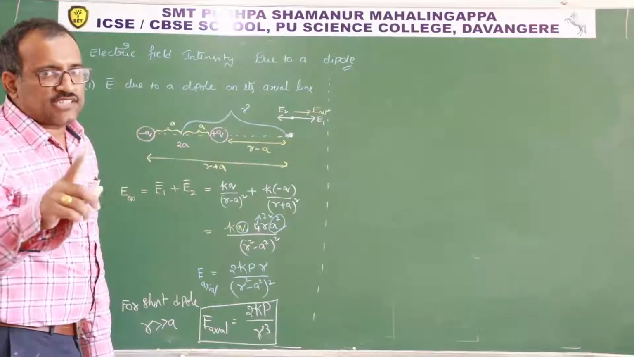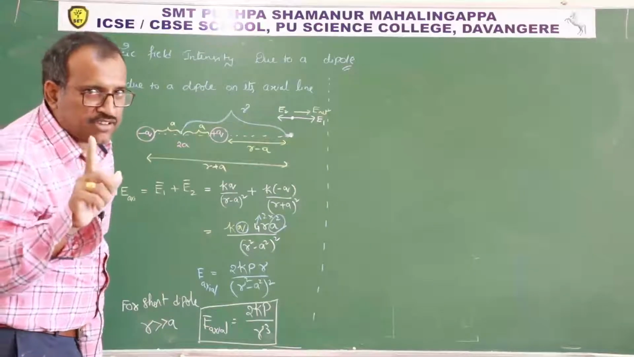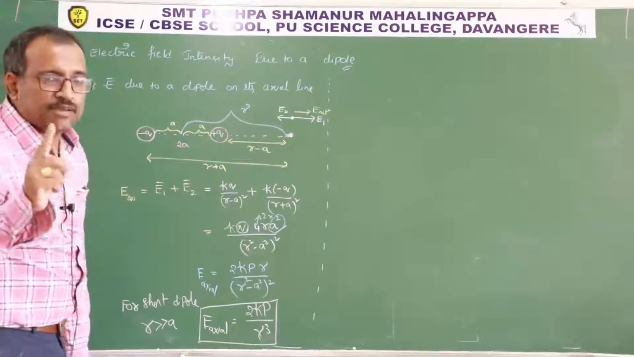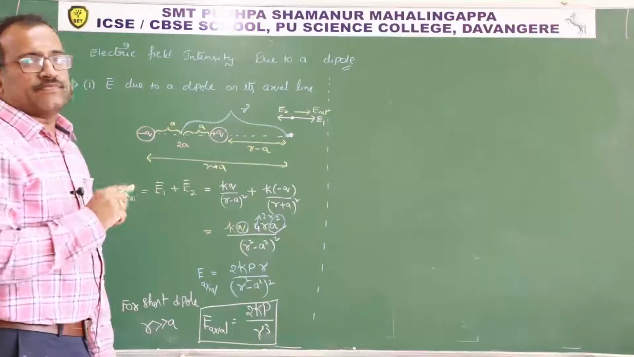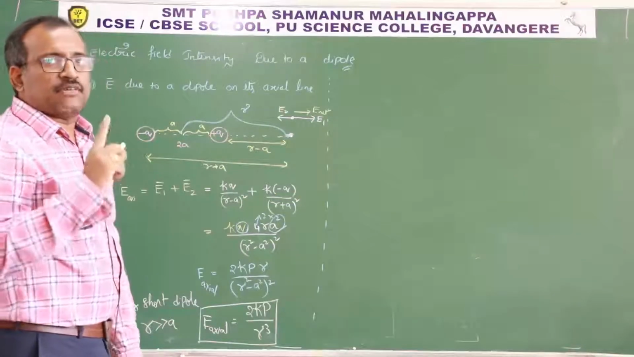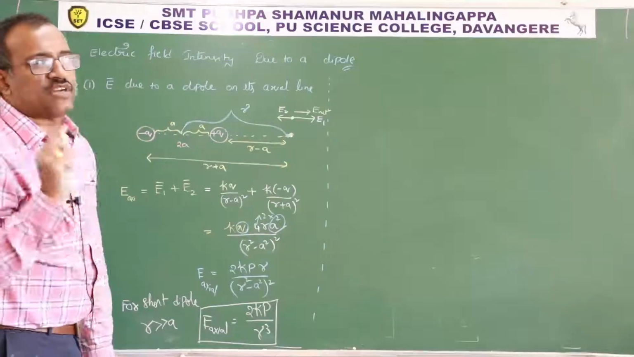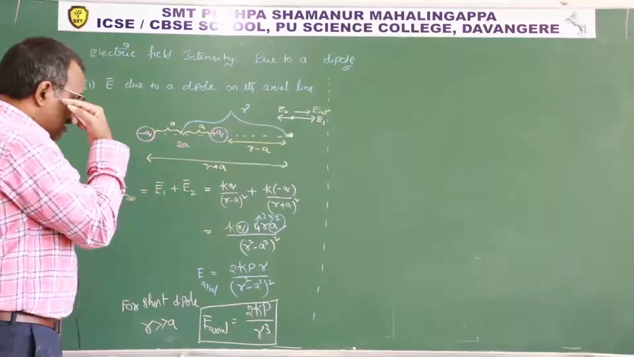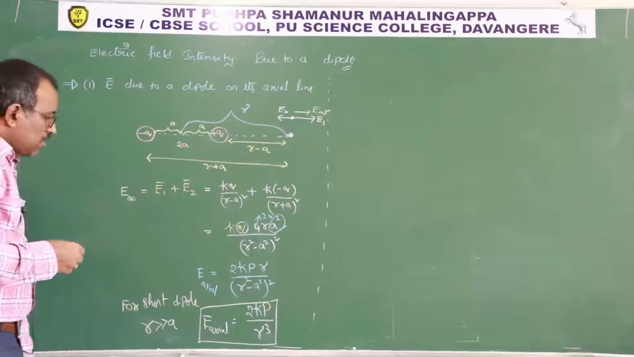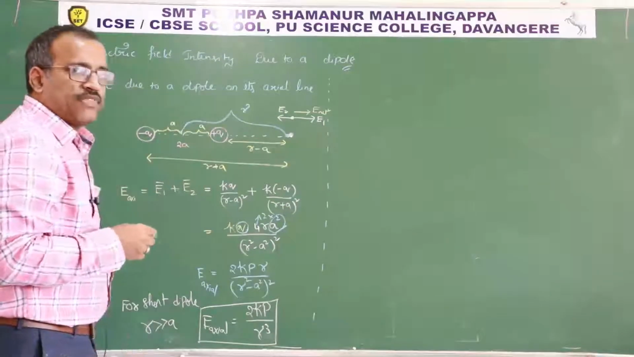Due to a point charge it is k q by R square, due to a dipole by R cube, and due to a quadrupole by R power 4. This is what you have to understand. Okay, done? This is all about the axial line.